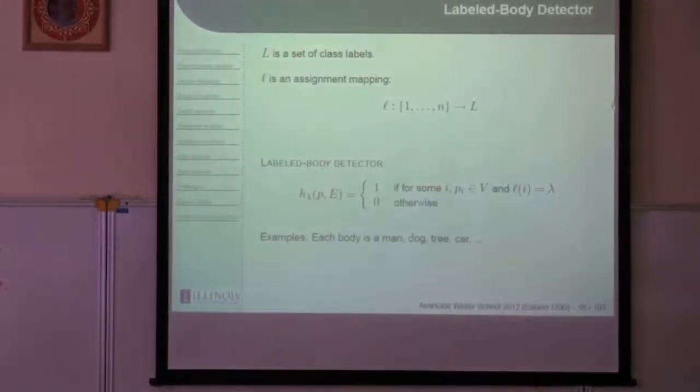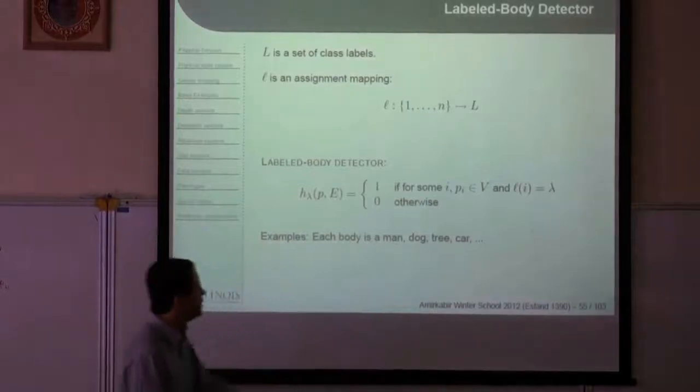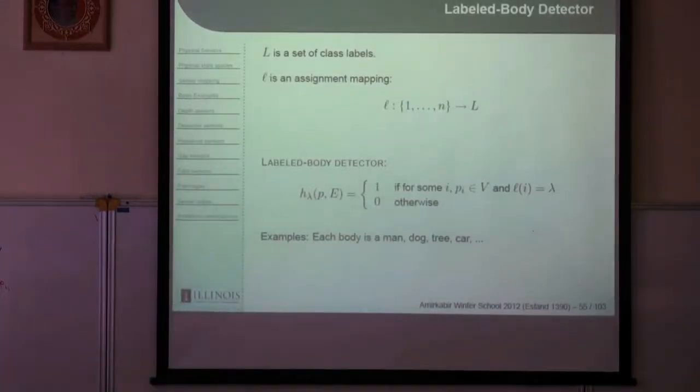I can make one with labels that do classification, as I said, that tell whether each body is a man, dog, tree, car, whatever you like, by using labels.